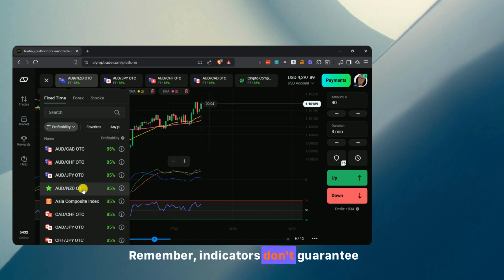Remember, indicators don't guarantee wins. They stack the odds in your favor. Combine them with proper risk management and you've got a recipe for consistent profits.